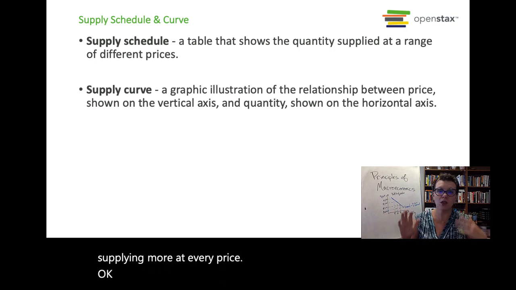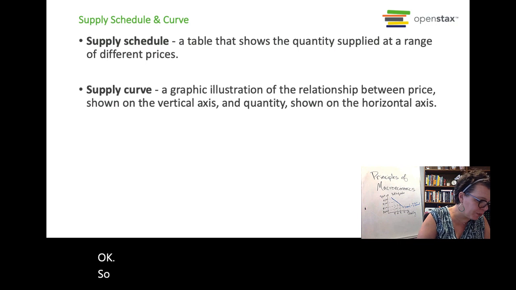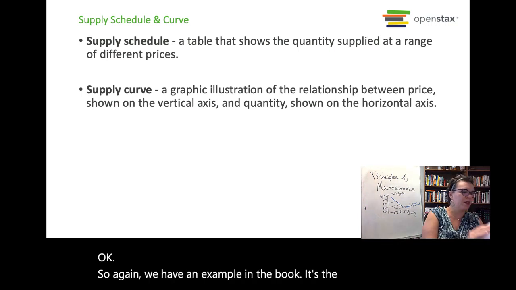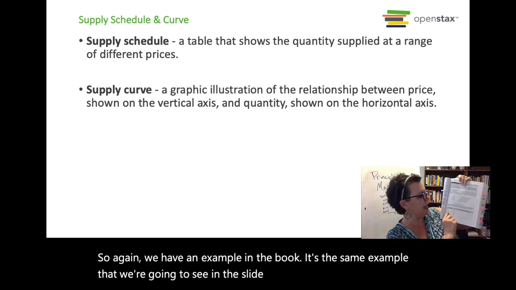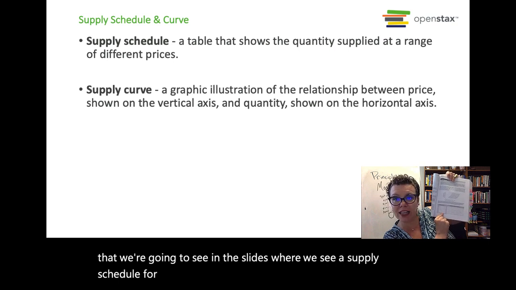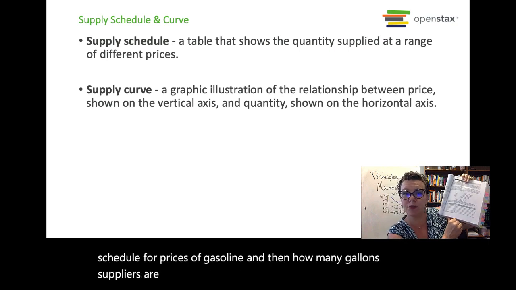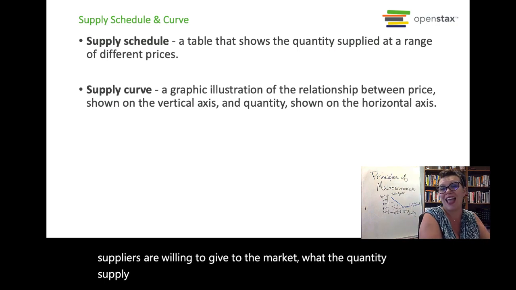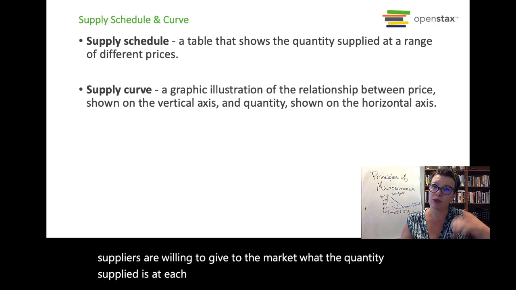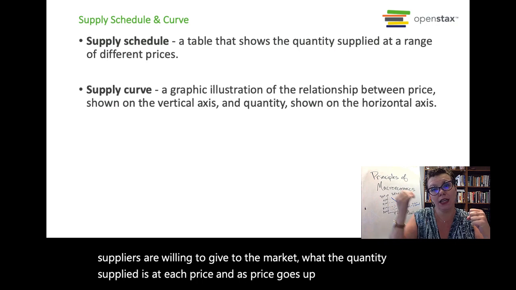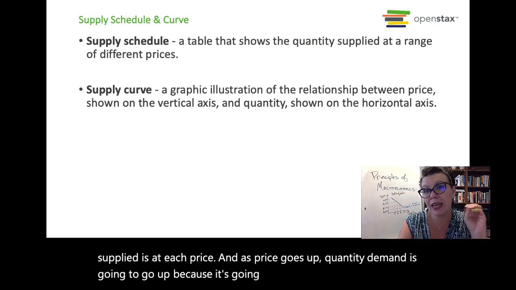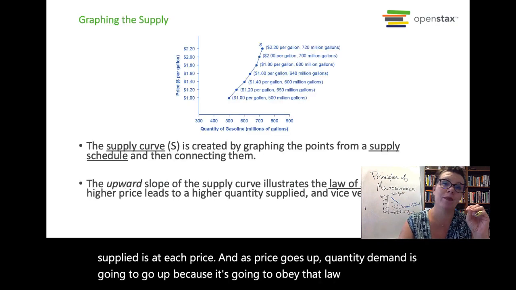Okay? So, again, we have an example in the book. It's the same example that we're going to see in the slides, where we see a supply schedule for prices of gasoline, and then how many gallons suppliers are willing to give to the market, what the quantity supplied is at each price. And as price goes up, quantity supplied is going to go up because it's going to obey that law of supply. Okay?